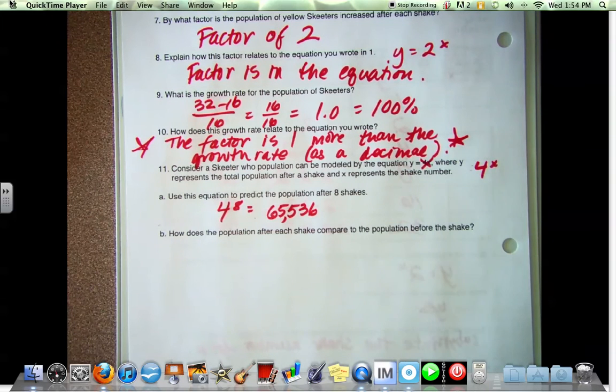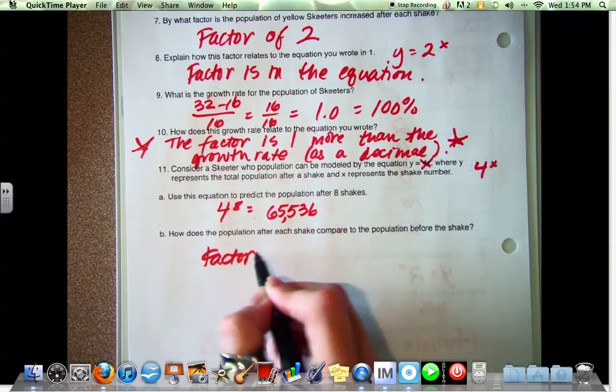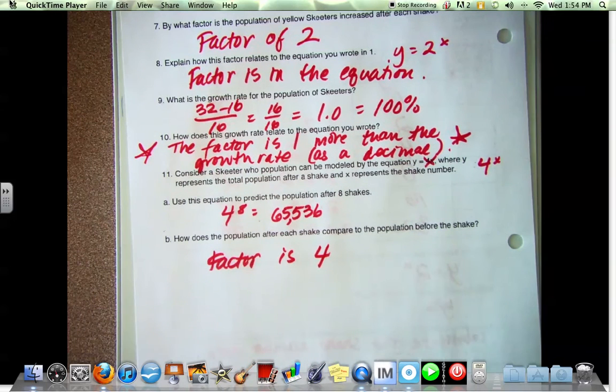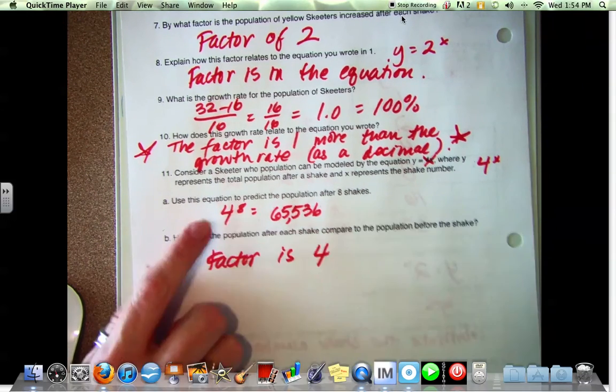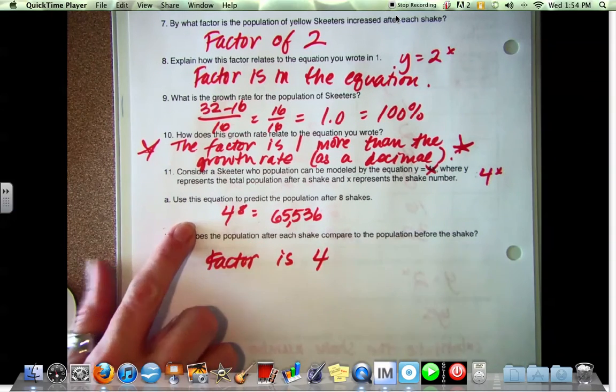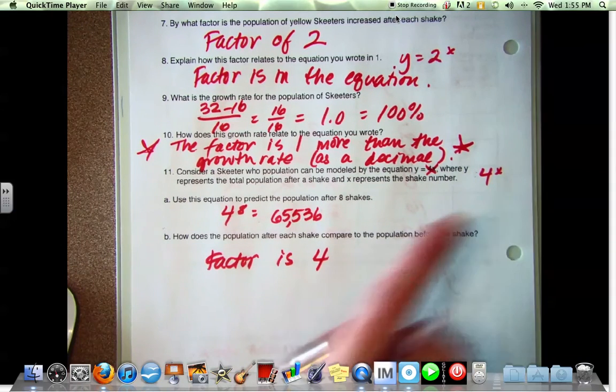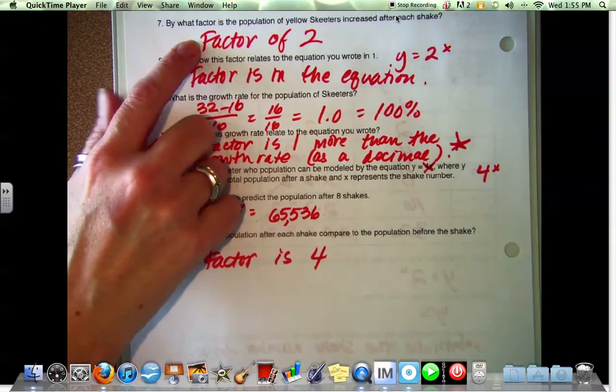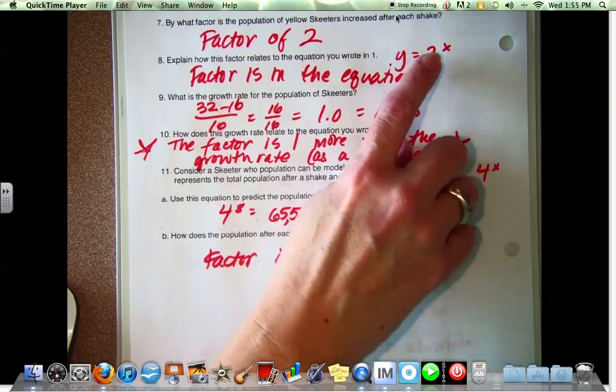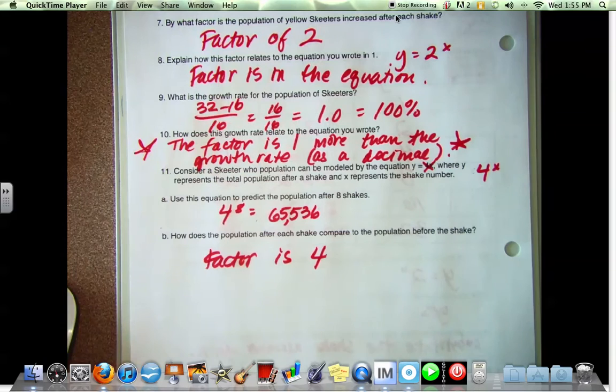All right, now, thinking about what we've just discussed. It doubled. Wouldn't it quadruple? Why would it quadruple? Because the factor is 4. So the population after each shake is increasing by a factor of 4. This equation right here has a factor of 4, so it's going to increase by a factor of 4. This one up here has a factor of 2. No, completely different equation.